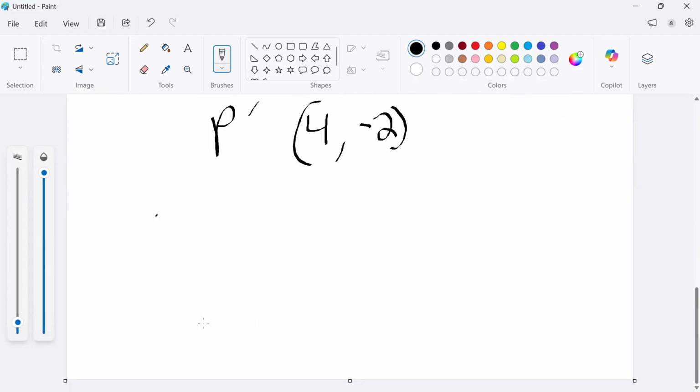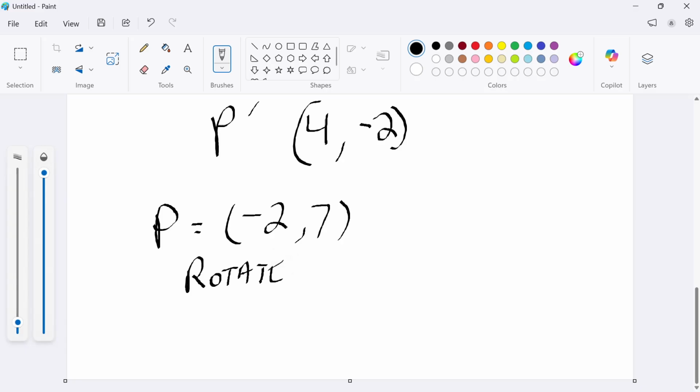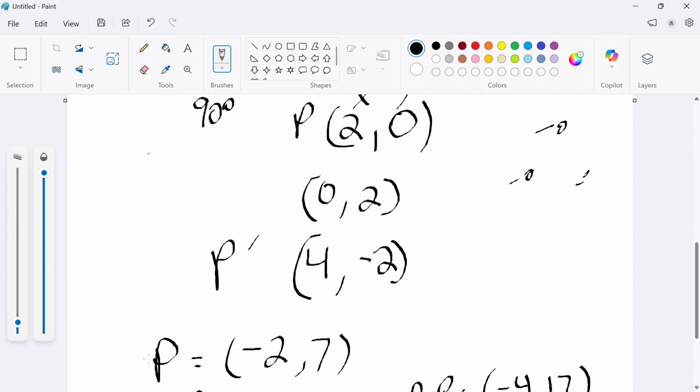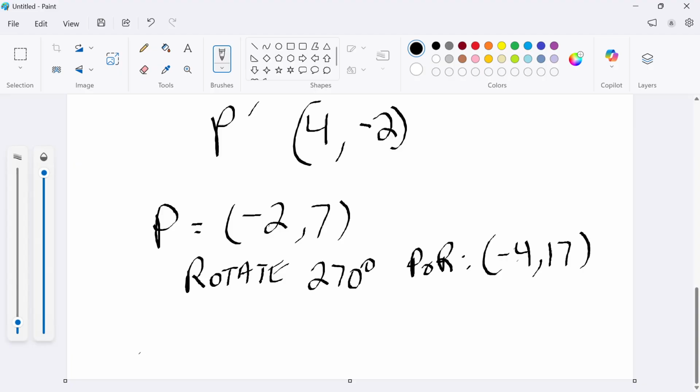I'll do one more. Let's say my point is (negative 2, 7), and I want to rotate it 270 degrees about the point of rotation (negative 4, 17). I'll go to some crazy point. All right, so remember, step 1, subtract the point of rotation. Negative 2 minus negative 4 is negative 2 plus 4, which is 2. And then 7 minus 17 is negative 10.